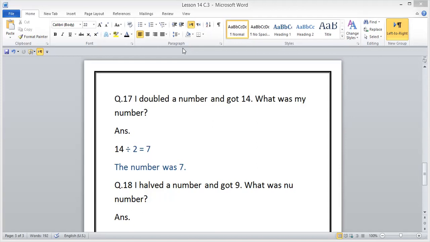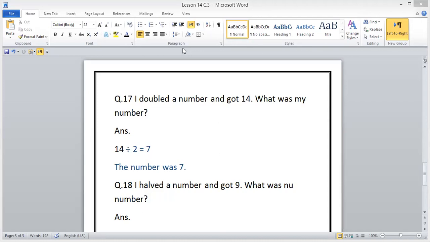Half means whenever you make 2 equal parts of anything. Okay. Let's suppose you have 20 chocolates, 10 chocolates you give to your brother, 10 chocolates you keep for yourself. So 10 is the half of 20. You have 20 chocolates, half you give to your brother, half you have.